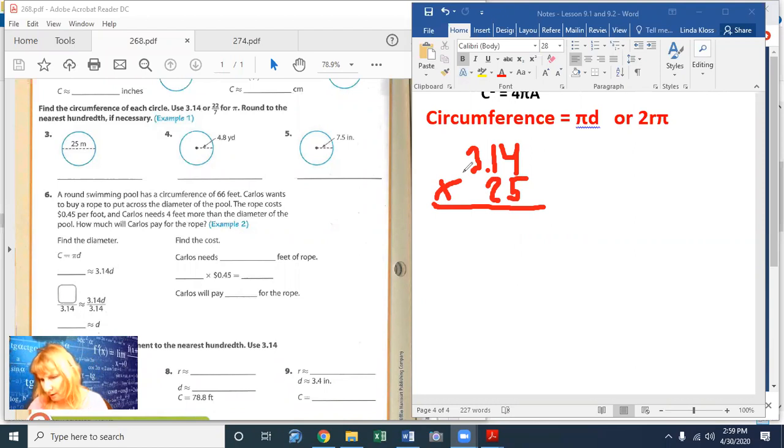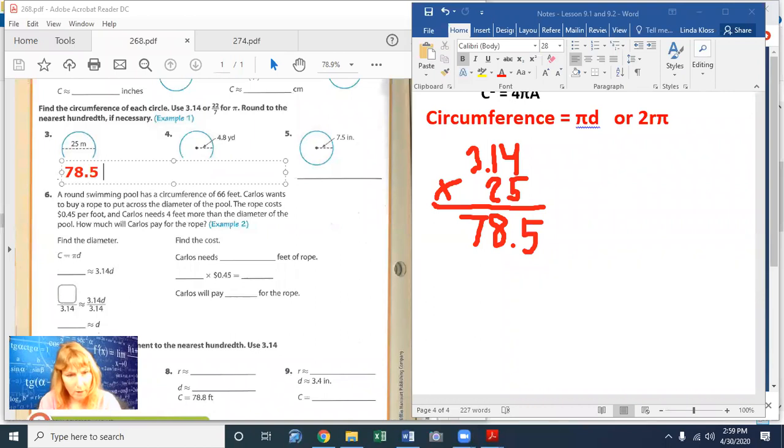So 3.14 times 25 on my calculator is 78.5. And we look at our unit of measure. Turns out to be meters, so it's going to be 78.5 meters. And it says round to the nearest hundredth if necessary. I don't think it was necessary. That's an actual answer. So there is no hundredth place in that answer.